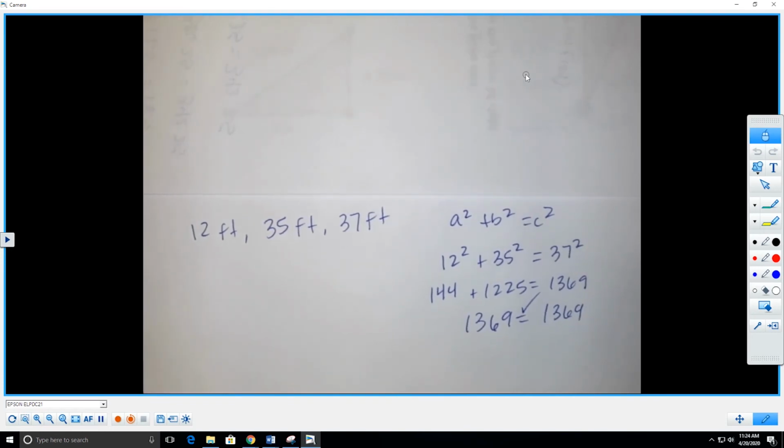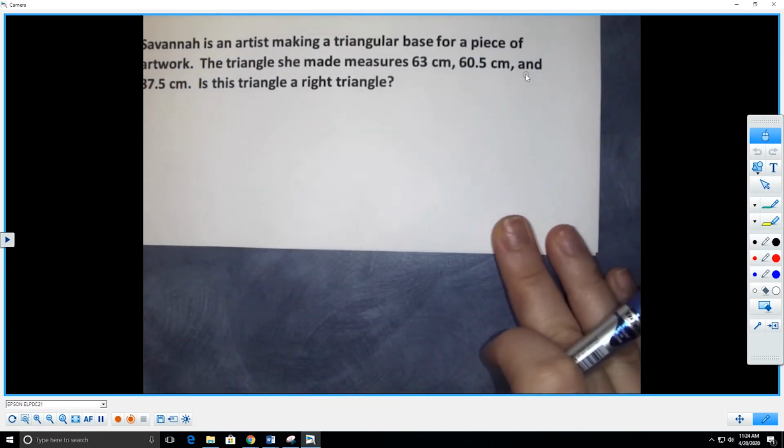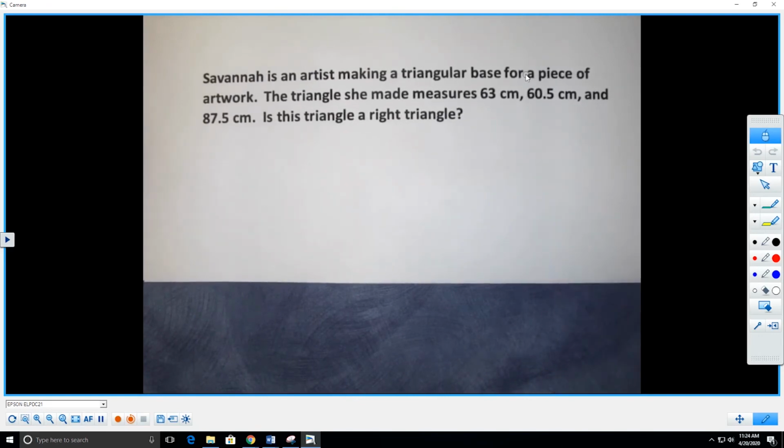Here's one more example. Listen as I read the problem and make a sketch on your own paper. Savannah is an artist making a triangular base for a piece of artwork. The triangle she made measures 63 centimeters, 60.5 centimeters, and 87.5 centimeters. Is this triangle a right triangle? I'll read it again while you finish up a sketch.